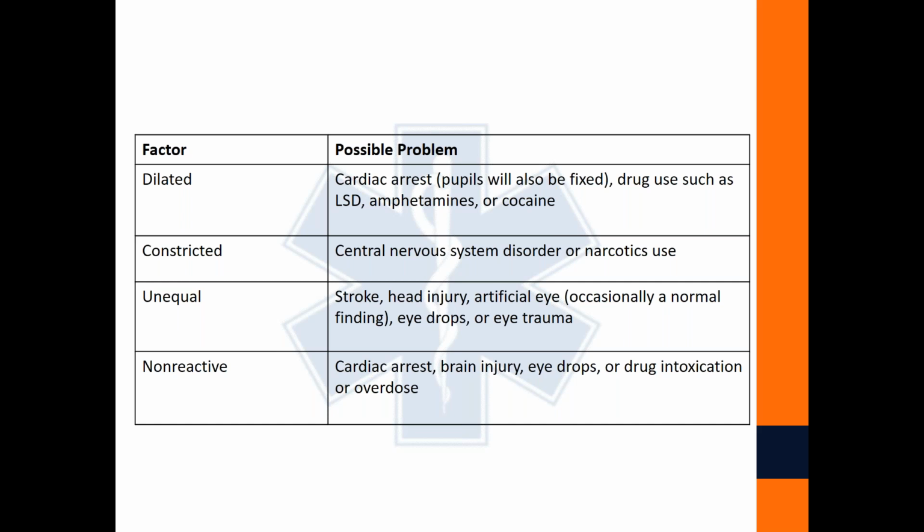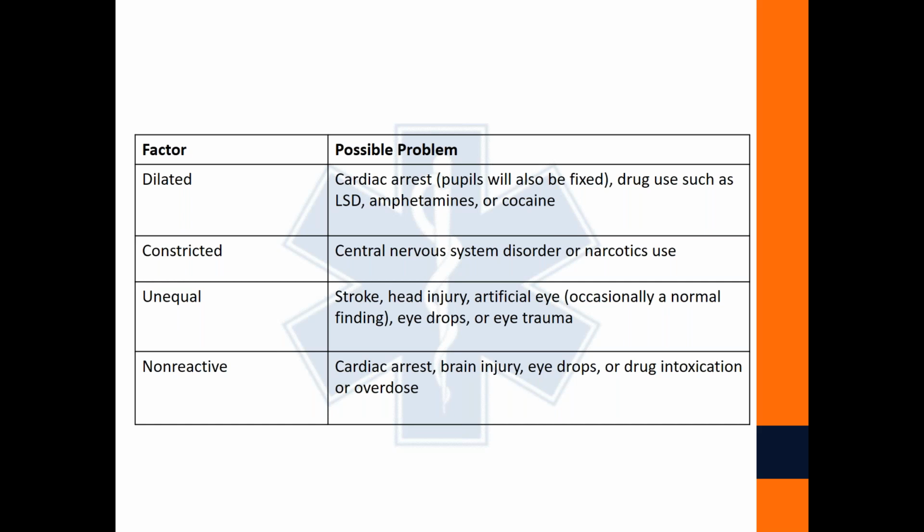Constricted pupils are going to point us towards a central nervous system disorder, or something maybe along the lines of narcotic use. If we have problems with the central nervous system, those pupils are going to get really, really little. And then we have unequal. Unequal is really about as bad as it gets. You know, most of this other stuff we can work with. A patient who's in cardiac arrest, we do CPR. A patient who's using drugs, we try and work our way through all of that.